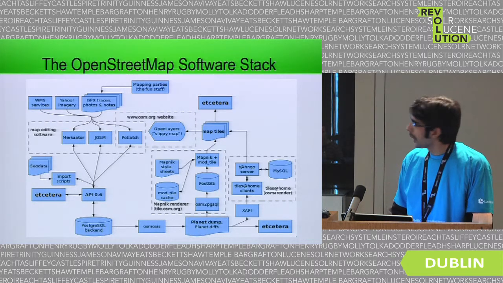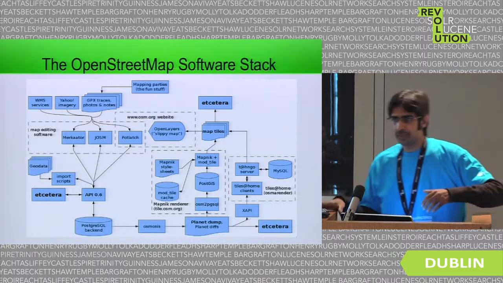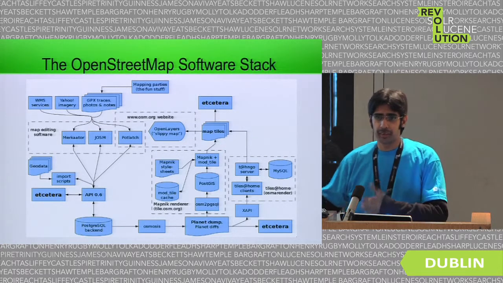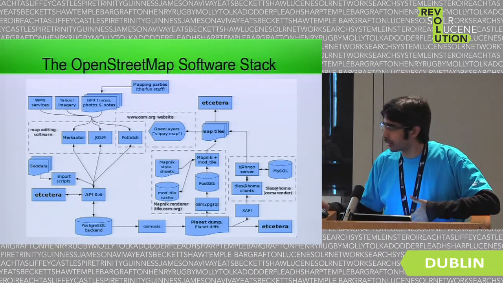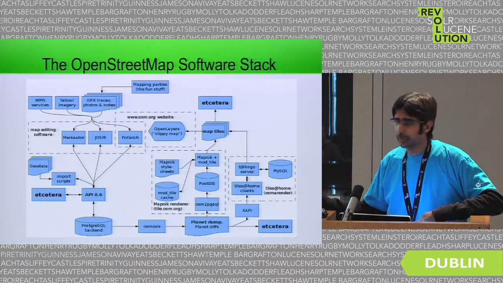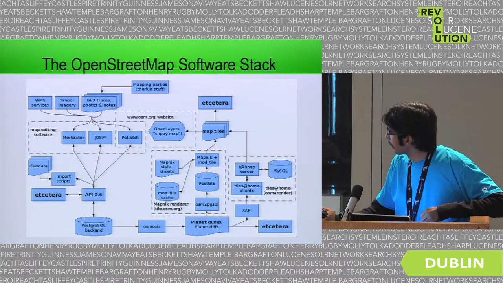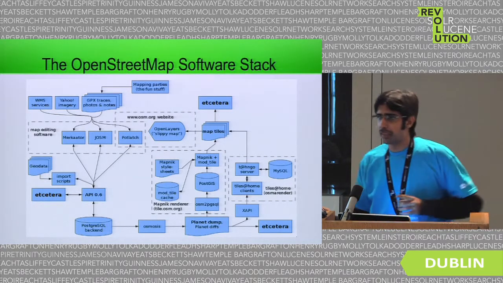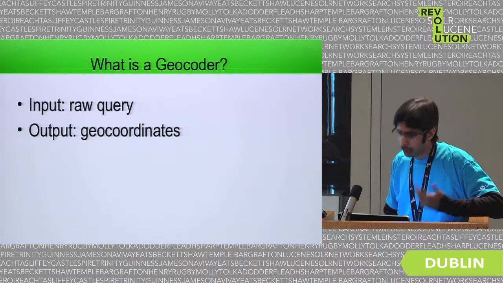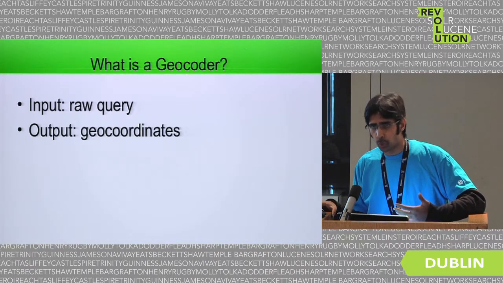So, to come to how OpenStreetMap is built, I'll not get into too much detail about the stack and the architecture of the backend infrastructure. Important parts of this are that there's an indexer, there's a map renderer, there are various other exporters, transformers. One of the important parts of this entire infrastructure is the geocoder, which is what I'll be talking about in this talk. So what is a geocoder?